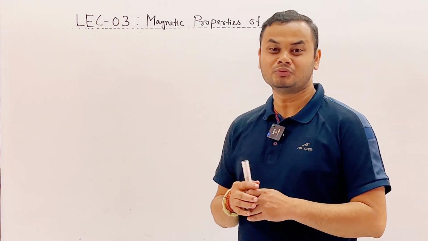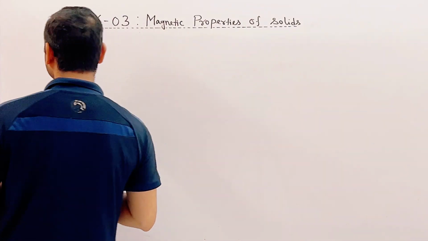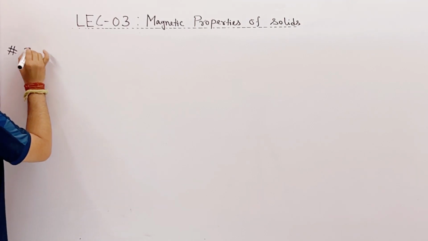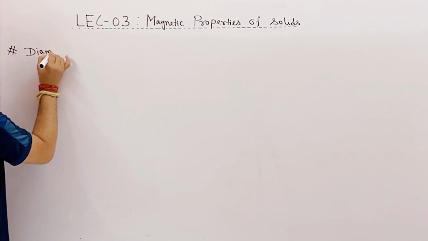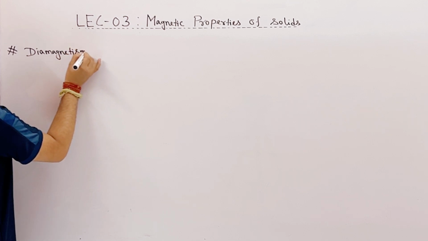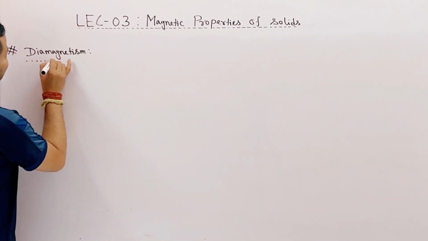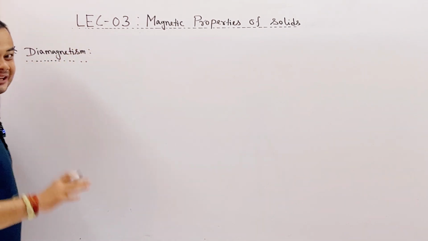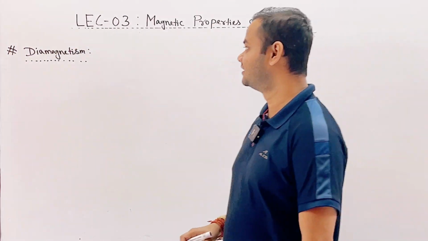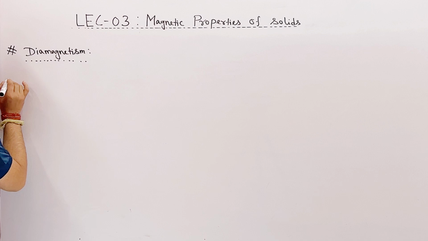Now let us move to next topic. The next topic is some important points regarding diamagnetism. Students, diamagnetism is observed only in those materials in which net magnetic dipole moment is 0. ठीक है.